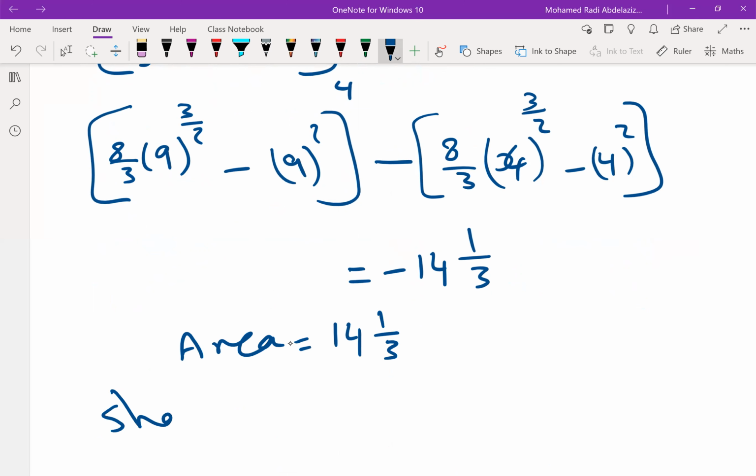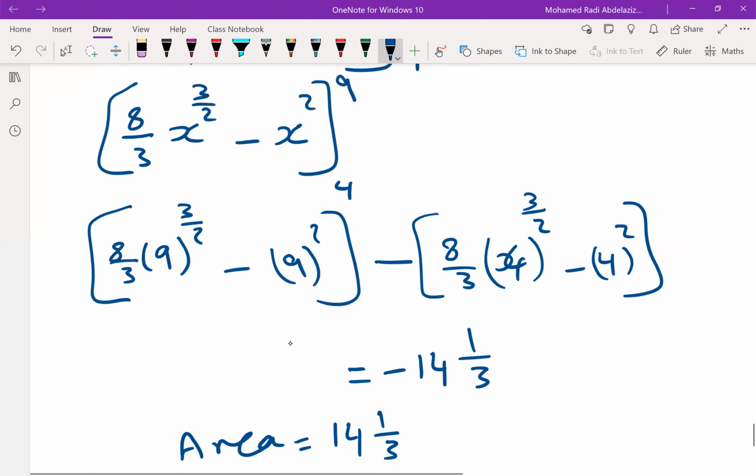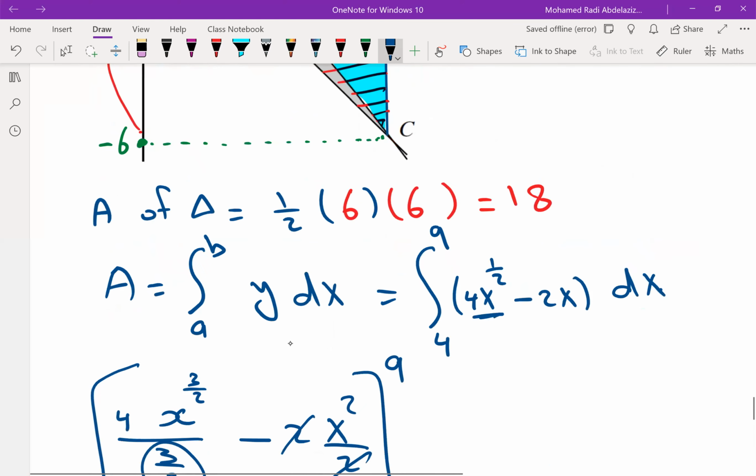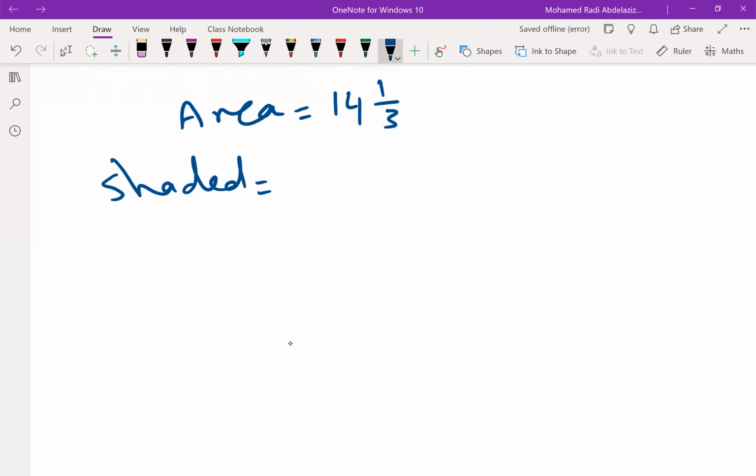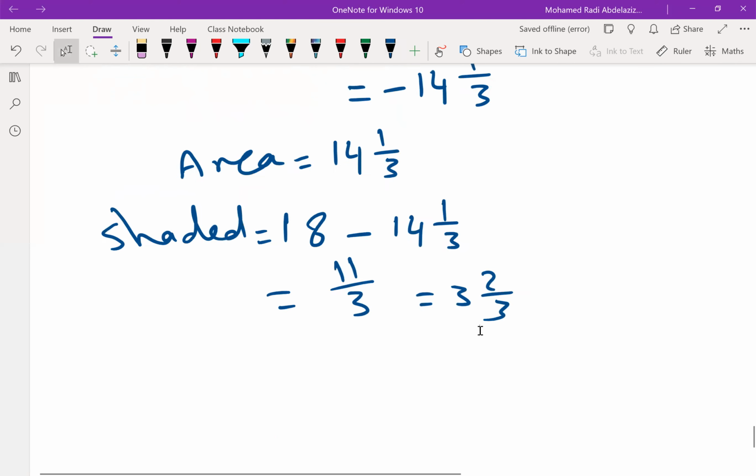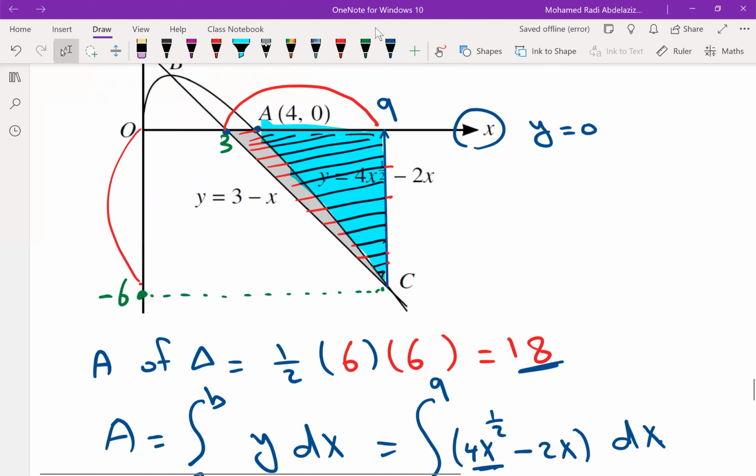Now, the area of shaded part is equal to the area of triangle, found in the first part, which is 18, minus 14 and a third. You will get your final answer. Keep it exact, or if it is written rounded, you have to round it. 18 minus 14 and 1/3. So the final answer will be 11/3. You can write it as a mixed number, 3 and 2/3. This is the final answer for the area of shaded.